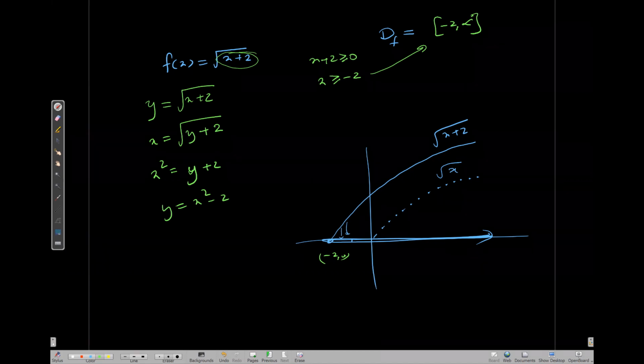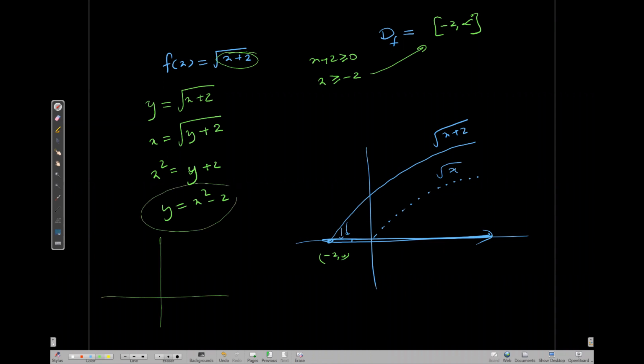Now, this is a problem we have to talk a little bit. In general, y equal x squared minus 2 graph looks like this. Y equal x squared graph, the base function, like this. Because of that, y equal x squared minus 2 will go 2 units down. It will look like this. It's not 1 to 1.